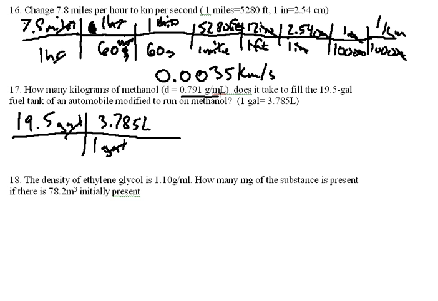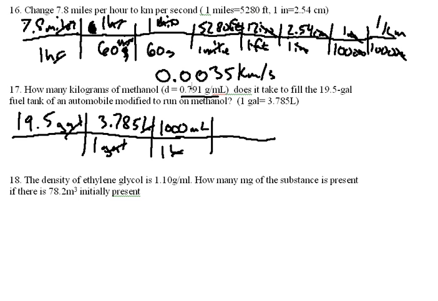So now I've got to find a way to convert a volume measurement, liters, into a mass measurement in grams, and that's where our density comes in. And this is grams per milliliter, so I've got to do one more step. I've got to change liters to milliliters. There are 1,000 milliliters in 1 liter. Okay, so my liters are going to cancel. I've got it in milliliters.